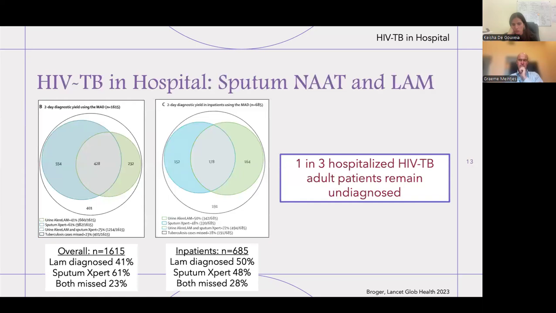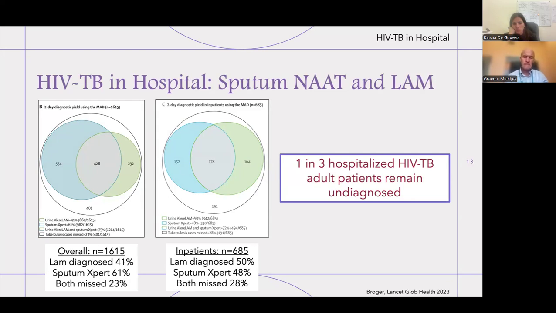So as I mentioned, we focus in hospital on sputum tests and LAM. I'll highlight the specific indications for that shortly. And then, of course, we may perform other tests like a lymph node biopsy or a lumbar puncture if you think your patient has focal disease in those sites. But how are the sputum and the urine LAM doing so far?